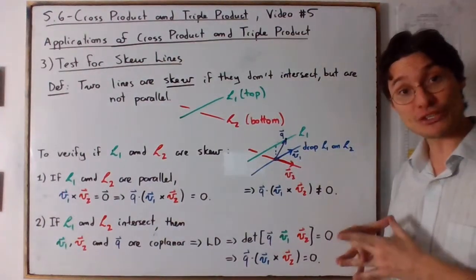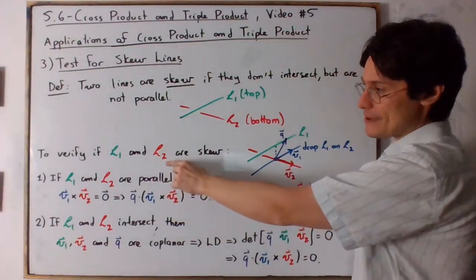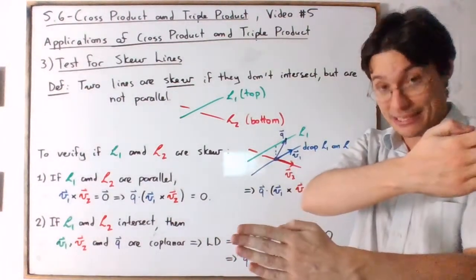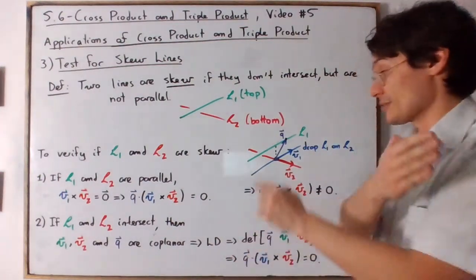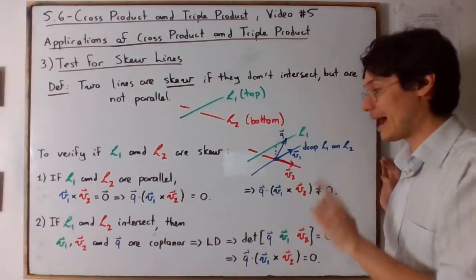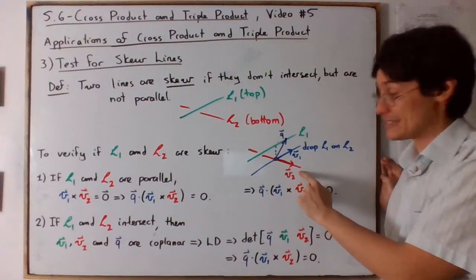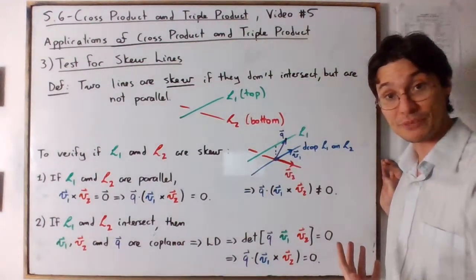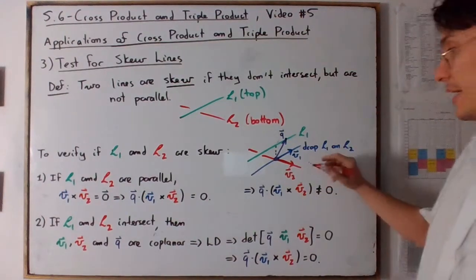To verify if they are skew or not, there's a very simple calculation that we can do. To see if L1 and L2 are skew, imagine this situation. This is my green line and this is my red line. I'm dropping the green line onto the red line, but I'm not changing the direction vector. With that setup, I can make 3 vectors: the direction vector V1, the direction vector of my second line, V2, and a vector Q that goes from line 2 to line 1. We don't really care about what this point is, but we're going from line 2 to line 1, or vice versa.